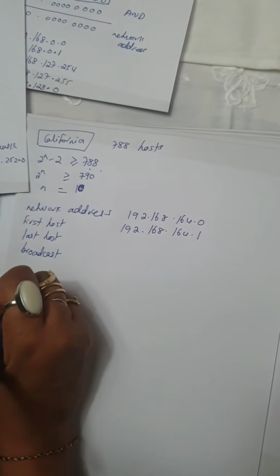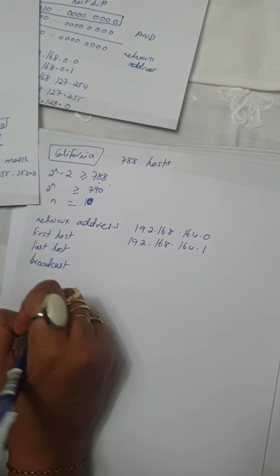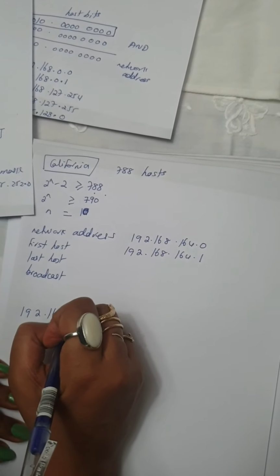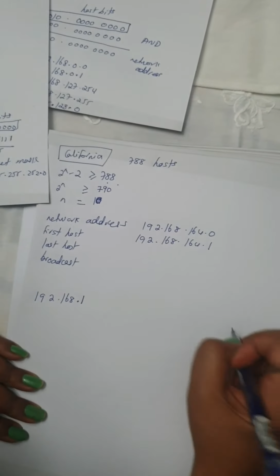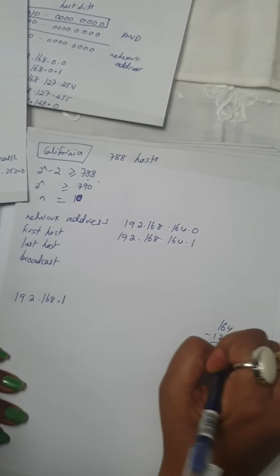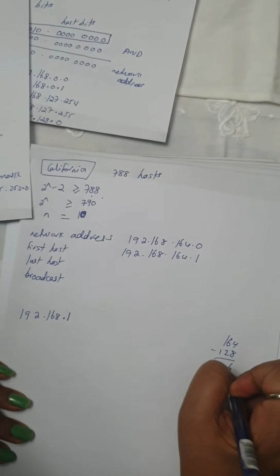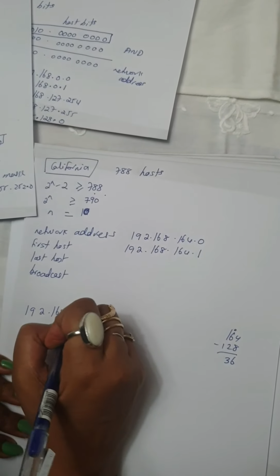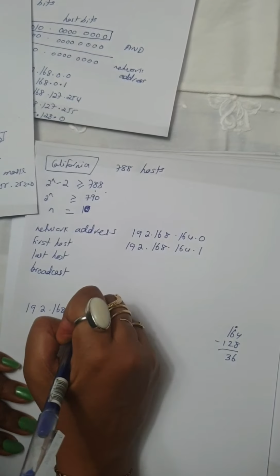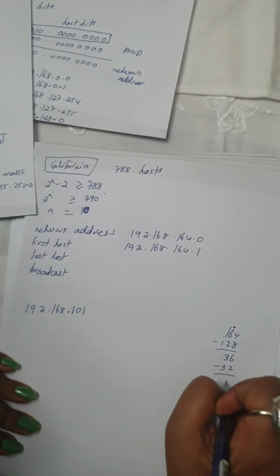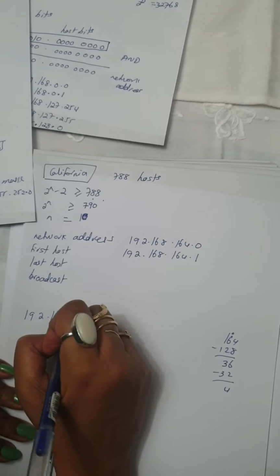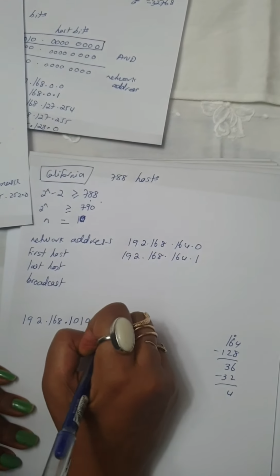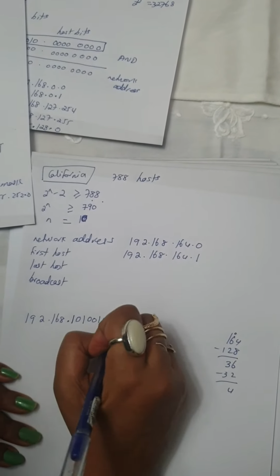So now we're going to calculate 192.168.164. So here it's 128. So 164 minus 128, so 36 we have to give. So this is 32. So I've given 32. I'm left with 4 to give. Good.